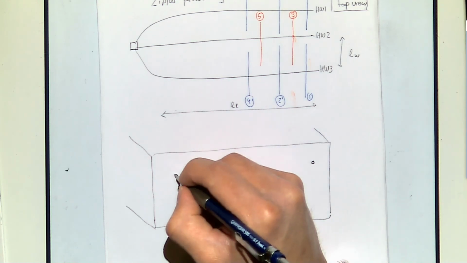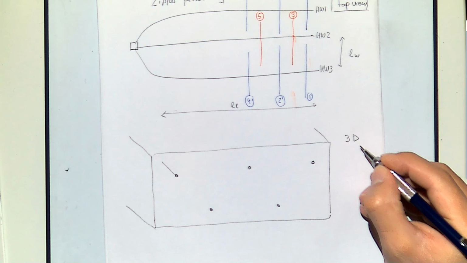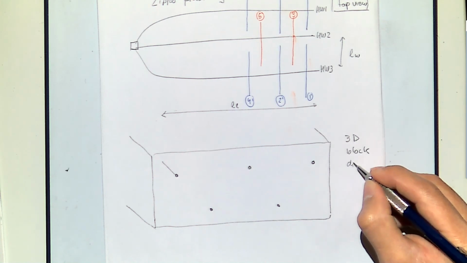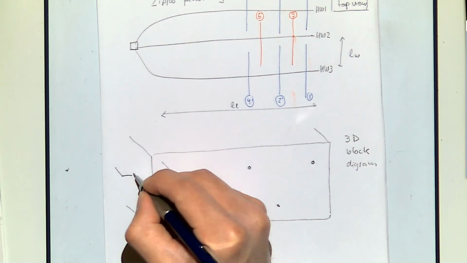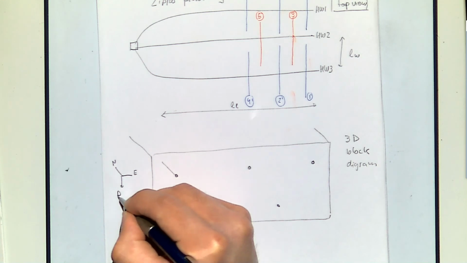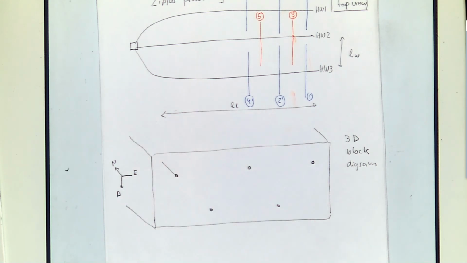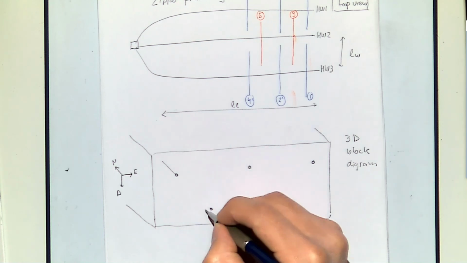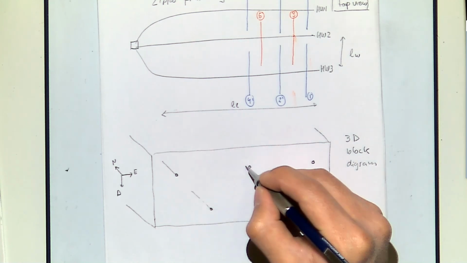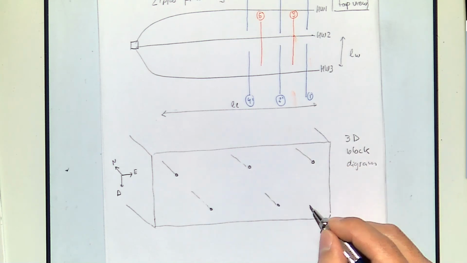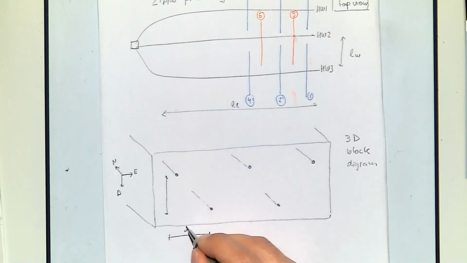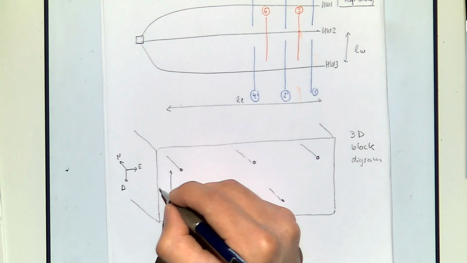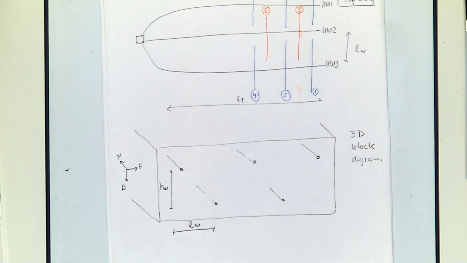So here, and now this is a 3D block diagram where, let's say, here we have east, north, and down. You have wellbores that are offset not only in lateral direction, but also in vertical direction. And in this way, you can take advantage of this.